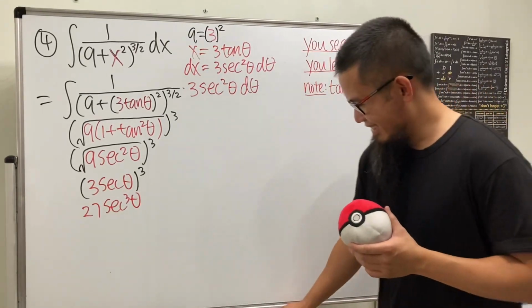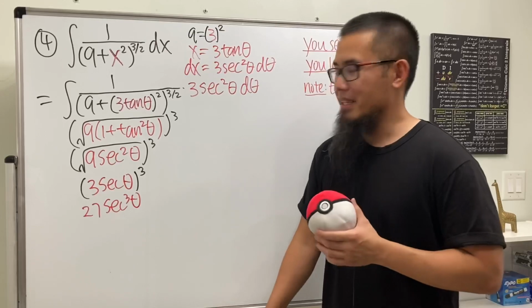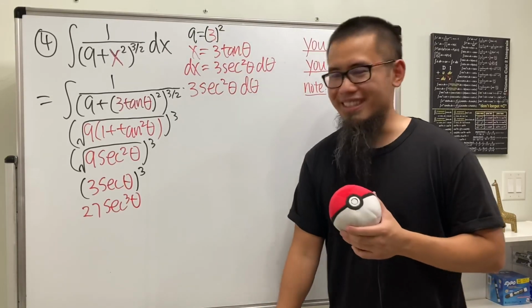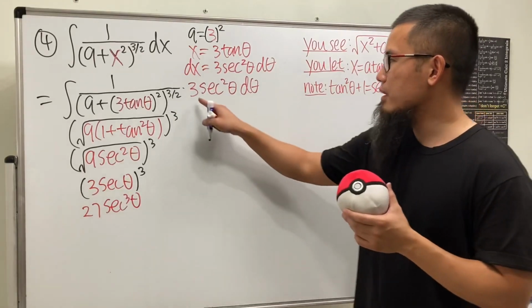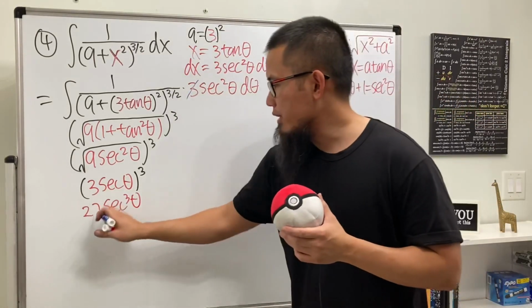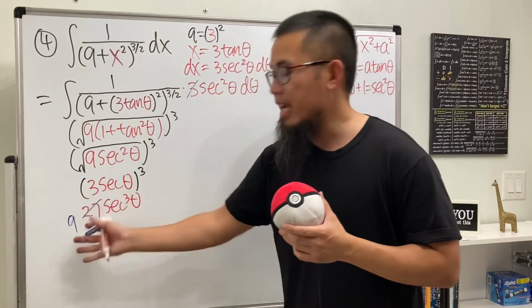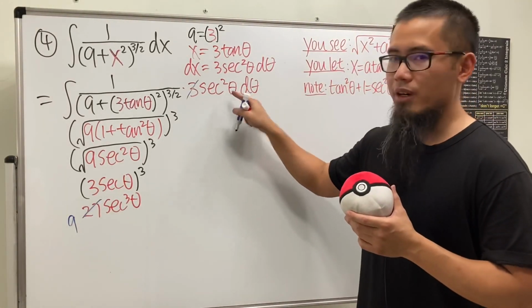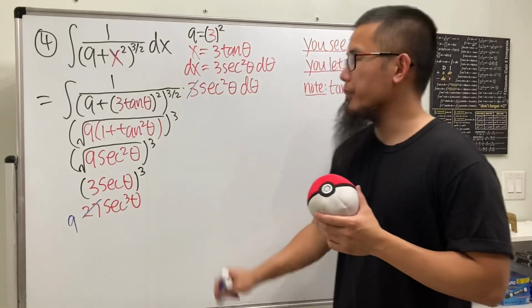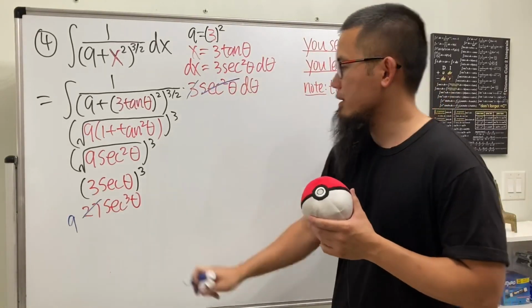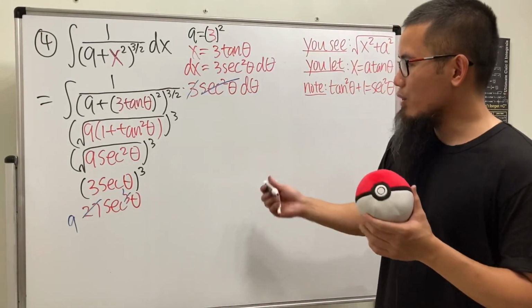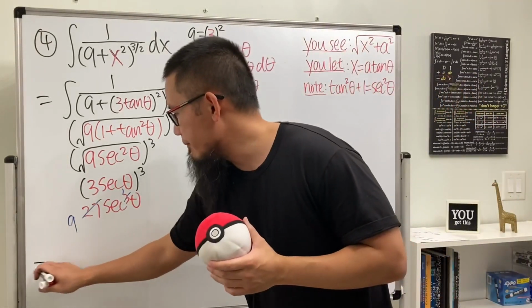Pretty cool, huh? Alright. Here is the cancellation part. It's actually better than number 3 in my opinion. Check this out. 3 and 27 can be reduced. So we have a 9 on the denominator. And you see that here we have secant squared, and this is secant to the third power. So we can cancel 2 of them out. So now this becomes the first power. So let's see what we really have.